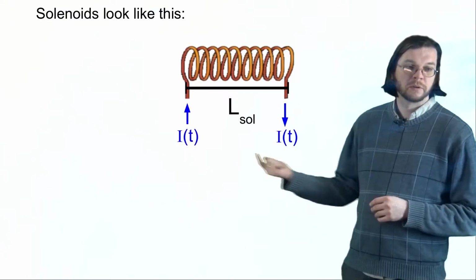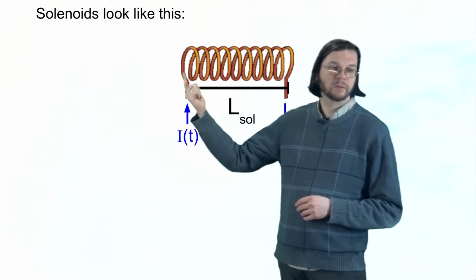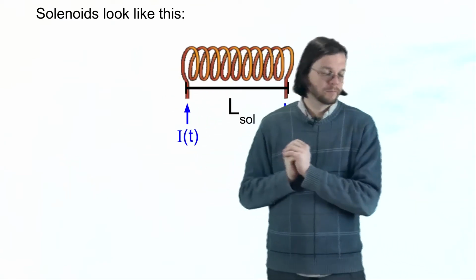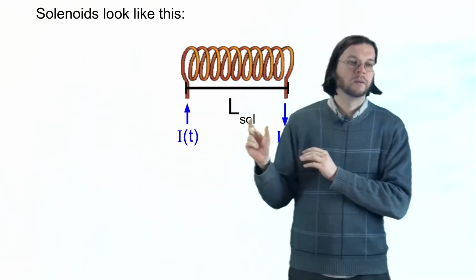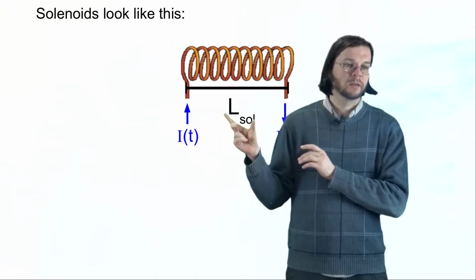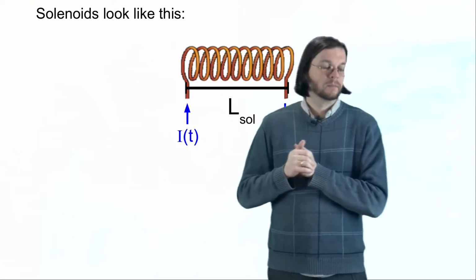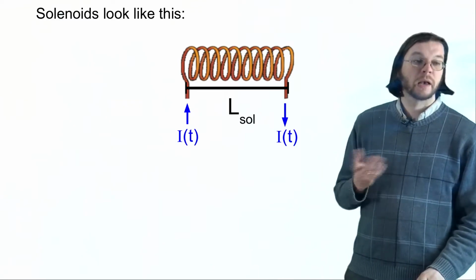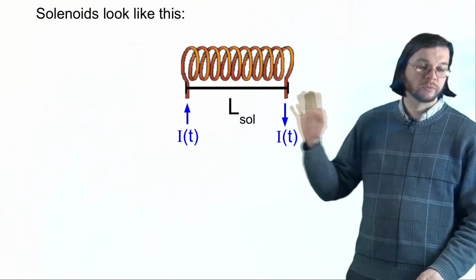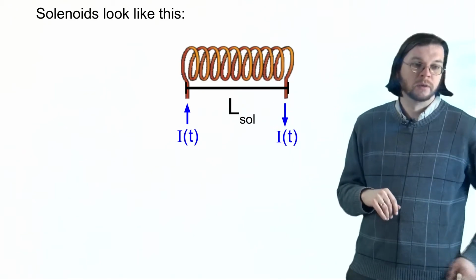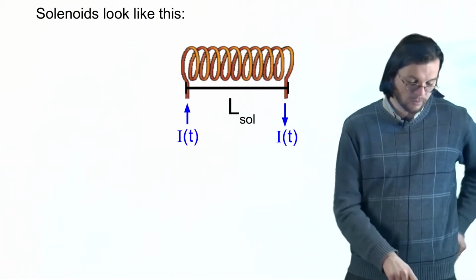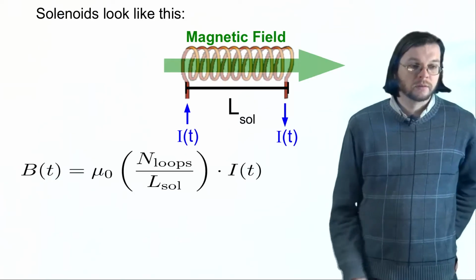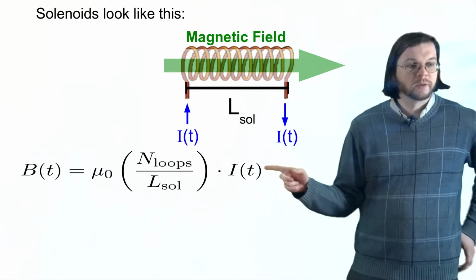So here's our solenoid. We have current going this way through the solenoid and coming out the other end. We have some length of the solenoid, and I like giving it a length l_sol. And we can calculate what the magnetic field is for this. So if you go a few lectures back, you can figure out how to calculate the magnetic field using Ampere's law, because there is a magnetic field, and the magnetic field would look something like this.